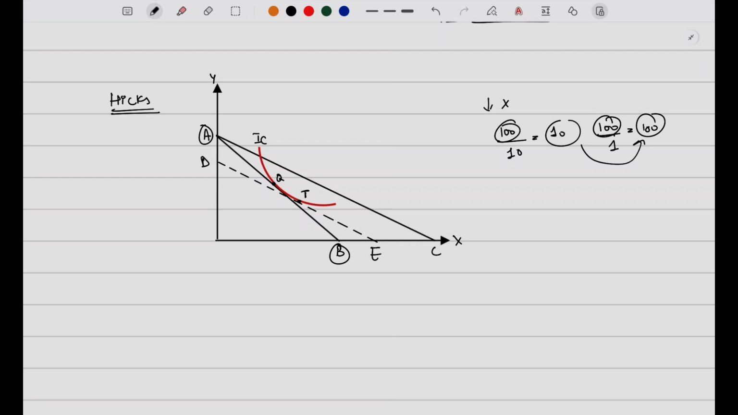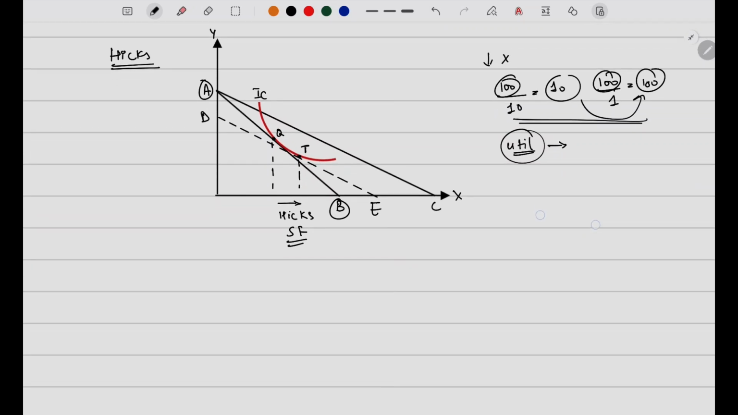This is an imaginary shift, so we shift the budget line AC to DE, to compensate him for the increase in the real income that has happened, so that he could stay on his original utility level. That is the point of Hicks, that the original utility level should be attainable after the change. When we do that, we get the point T on the original IC only. So this increase that we see from Q to point T on the X-axis is what Hicks substitution effect is.